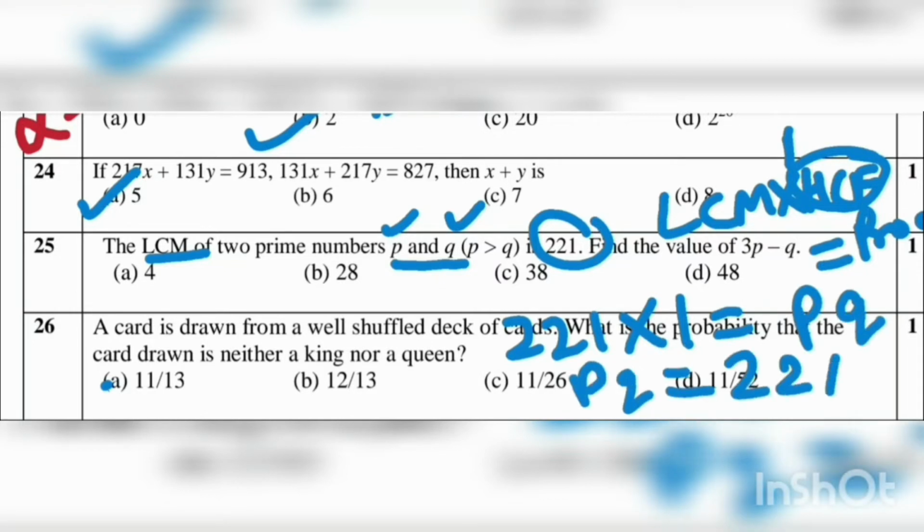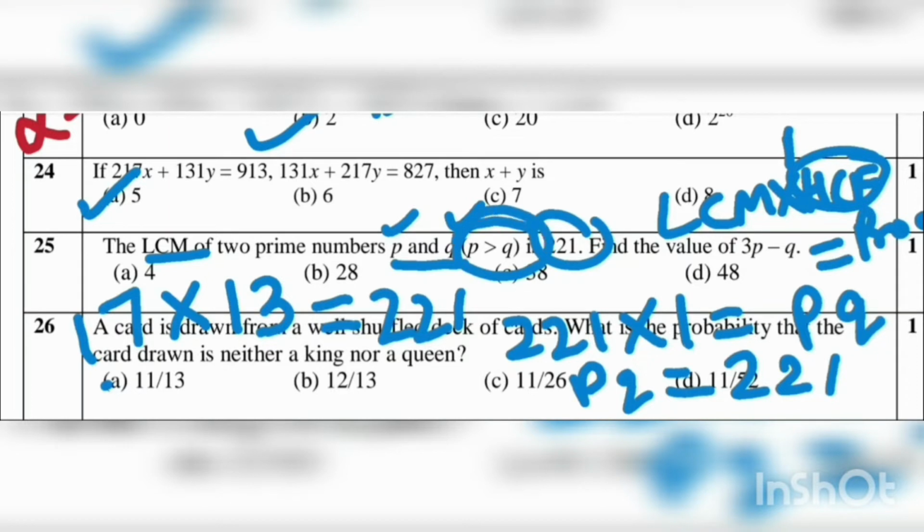Now we need to think of two prime numbers whose product is 221. You can do the factorization method or any other method. You can try by multiplying different prime numbers. So we will get 17 and 13 as the two prime numbers whose product will be 221. As they have given in the question that p is greater than q, 17 will be the value of p and 13 will be the value of q.